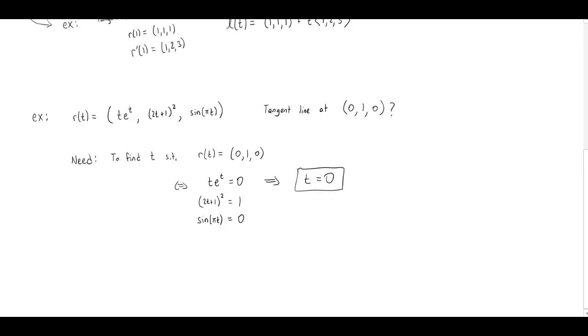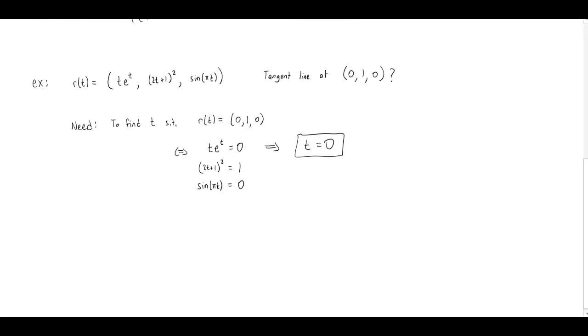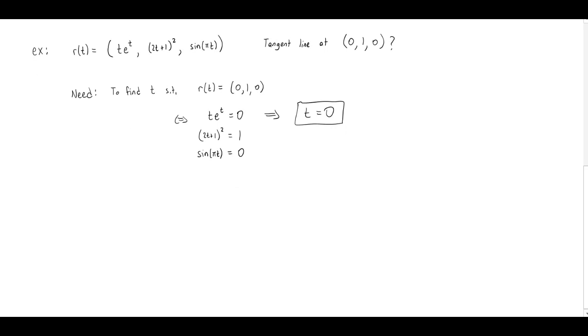Sometimes your equations are more difficult, but the idea is if they give you the point but not the time, then you're going to need to find the time first by solving these equations, solving the system of equations, if you will. The reason we need this time is because we need to know the tangent vector at this time in order to get the equation of our tangent line. So now that we know this time, we're going to compute the derivative first.